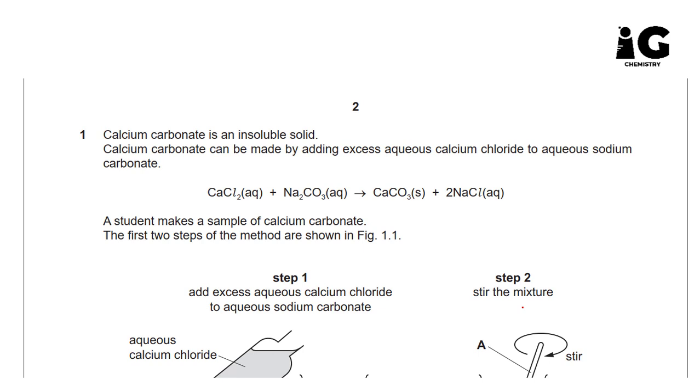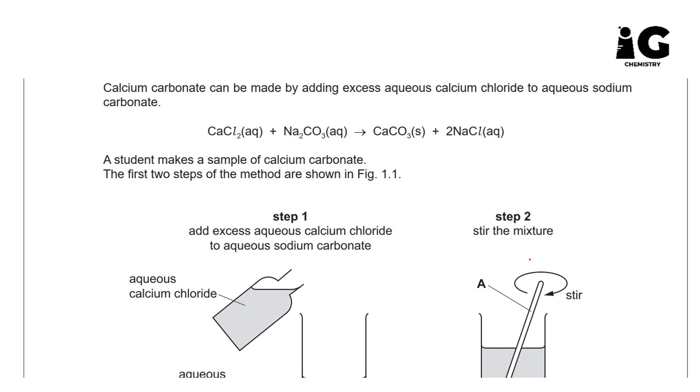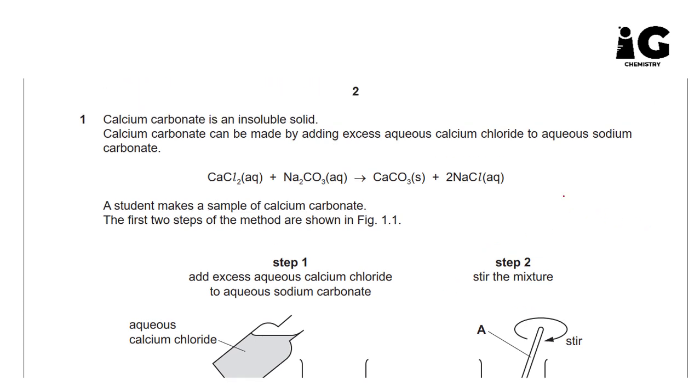Calcium carbonate can be made by adding excess aqueous calcium chloride to aqueous sodium carbonate. Here is the equation, and here you see, guys, that the substance in excess is aqueous calcium chloride. Of course, when a reactant is in excess, it means the second one is the limiting reactant. So this one is limiting, and this is excess. It means by the end of this reaction, this substance is used up completely. But the first one, CaCl2, because it's in excess, is supposed to stay in the reaction.